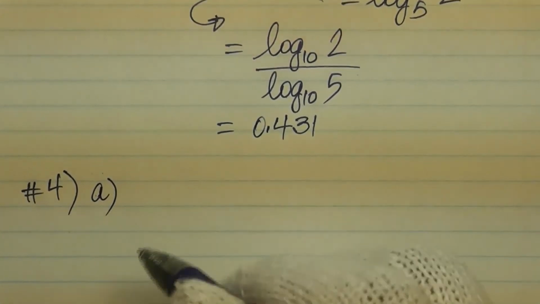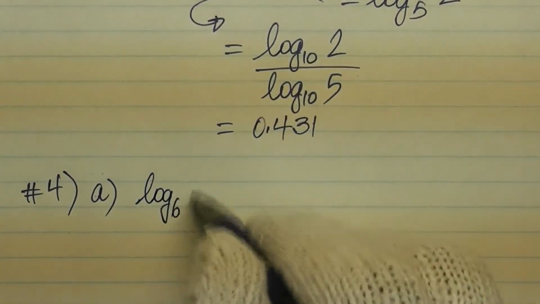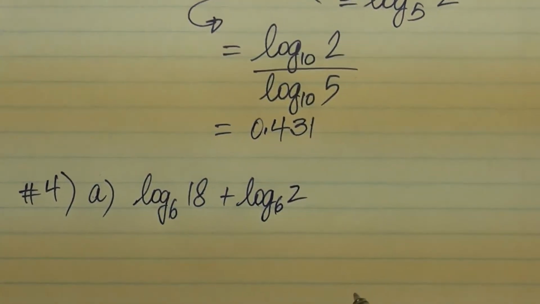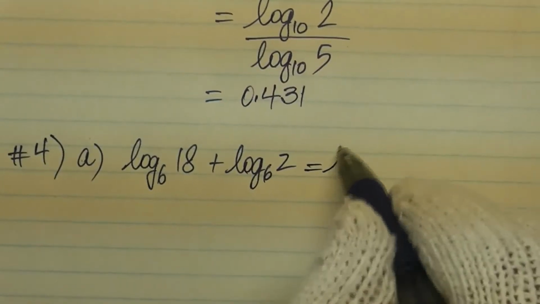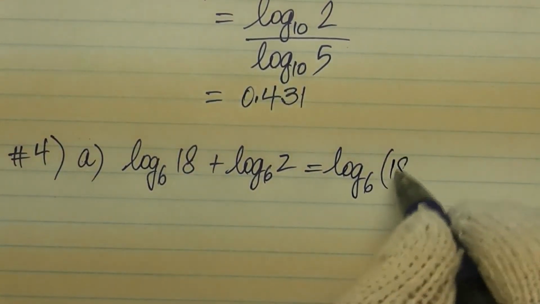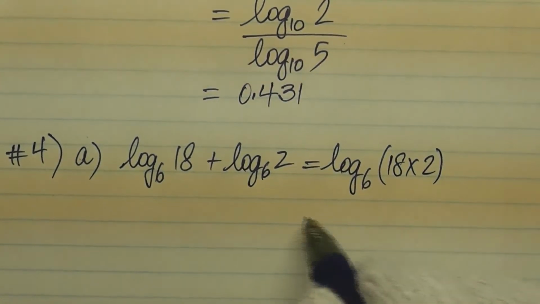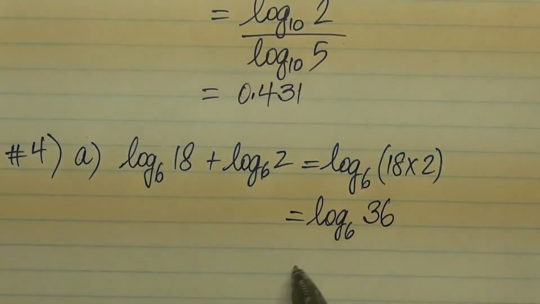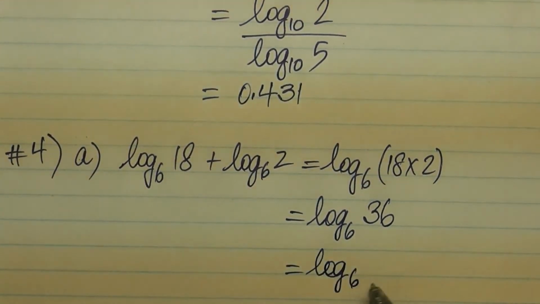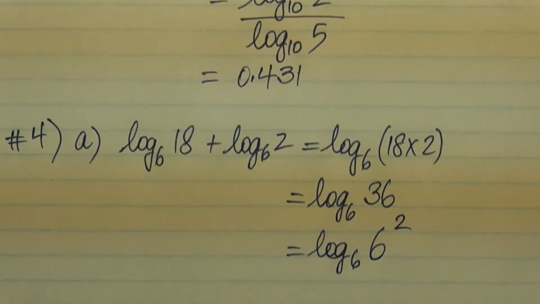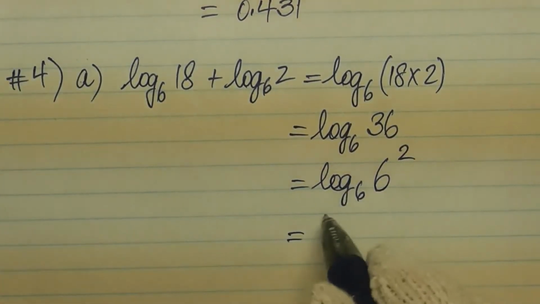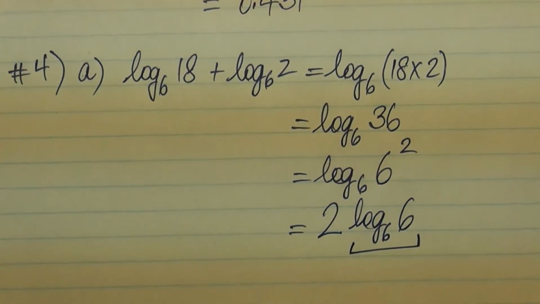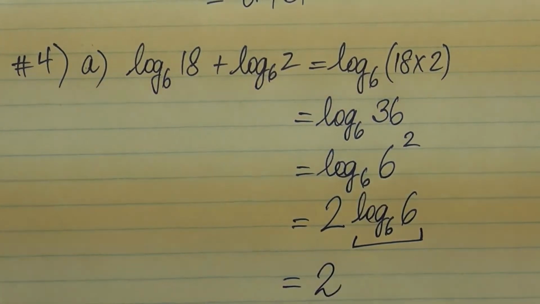So 4a says log base 6 of 18 plus log base 6 of 2. That's the same as log base 6 of 18 times 2. That's going to give us log base 6 of 36. 36 can be written as 6 squared. And using our power law, we can say that's 2 times log base 6 of 6. Now this part is 1. So that's equal to 2.